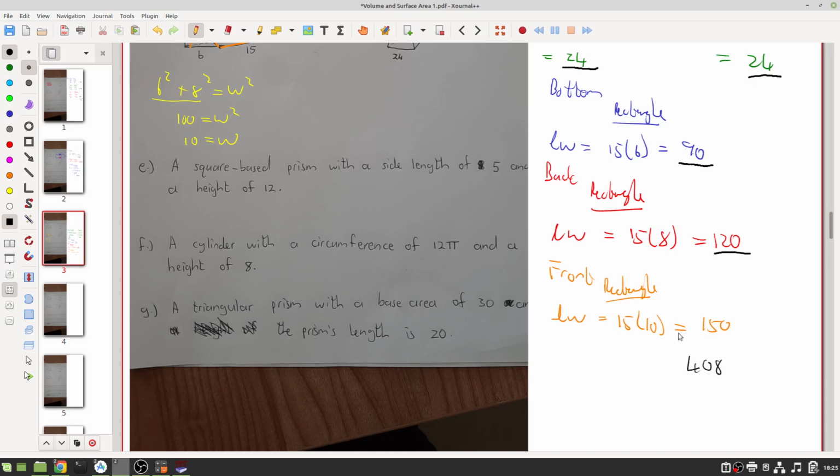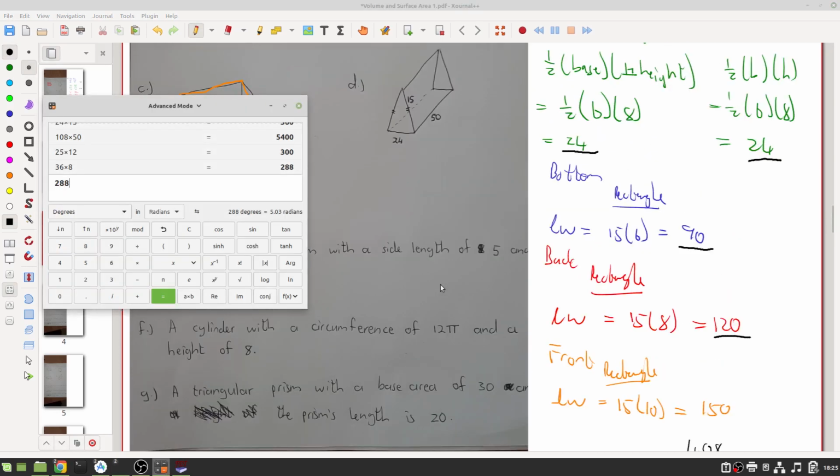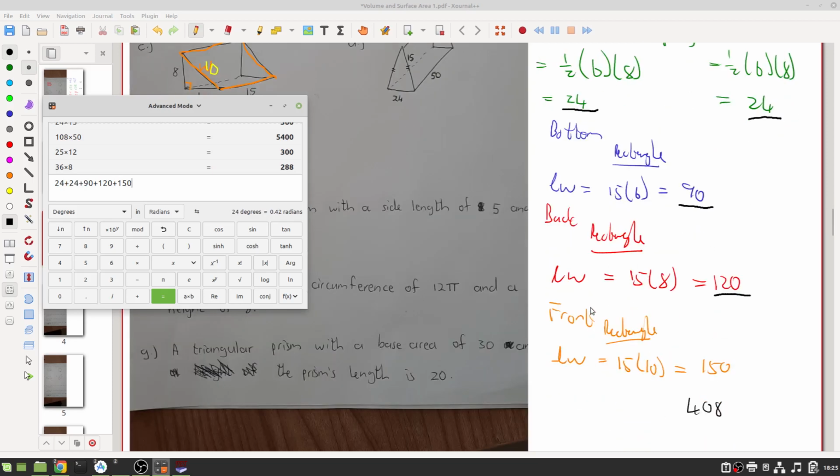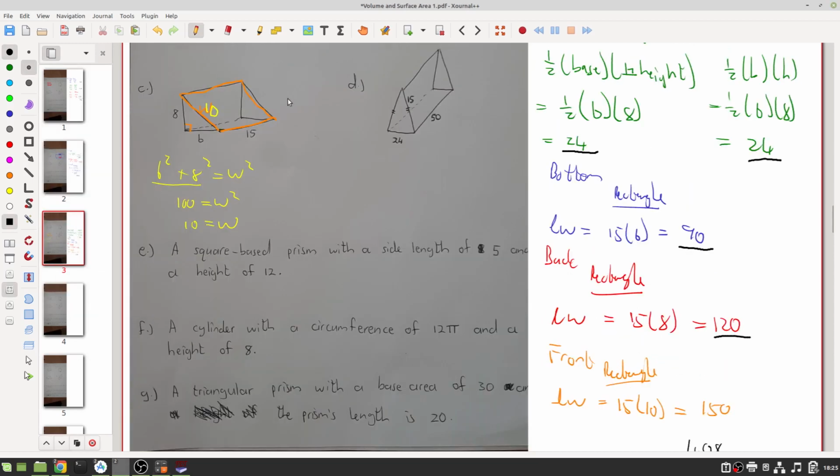408, I think. Let me just get a calculator to make sure I don't lie to you. So it's 24 plus 24 plus 90 plus 120 plus 150. And that's it, right? 408. Good. So that's the total surface area of this triangular prism.